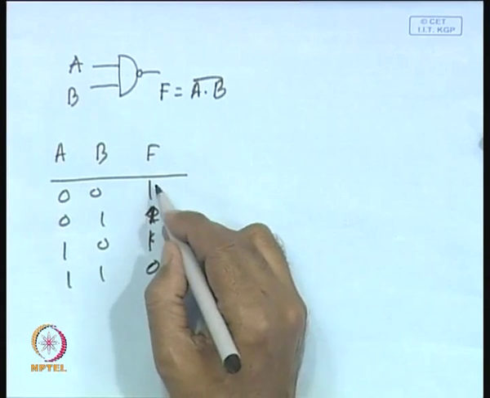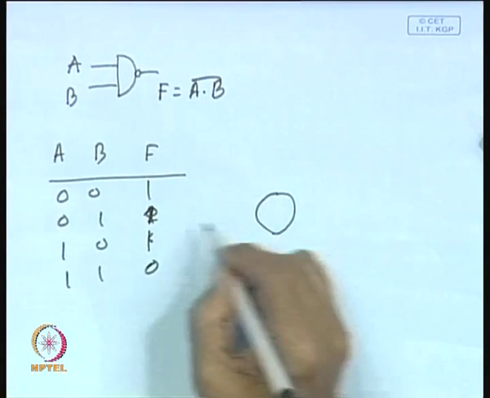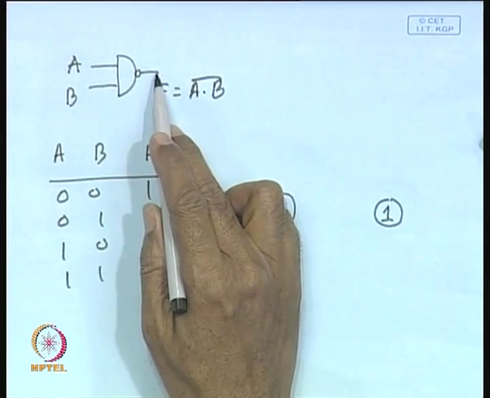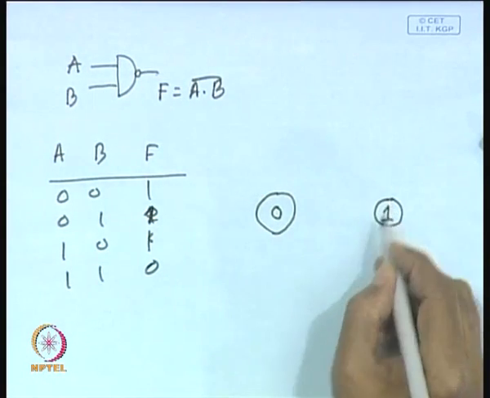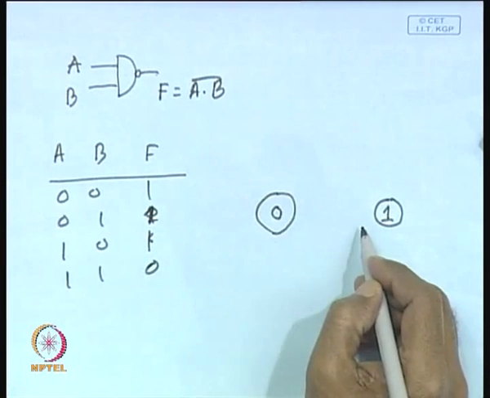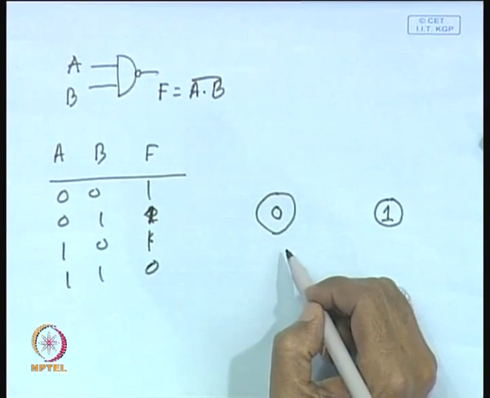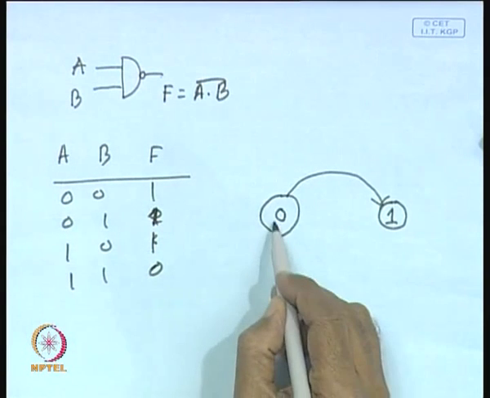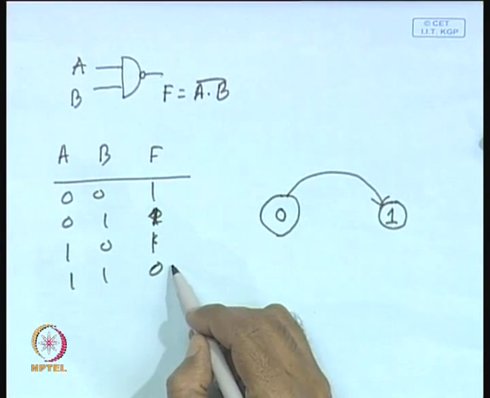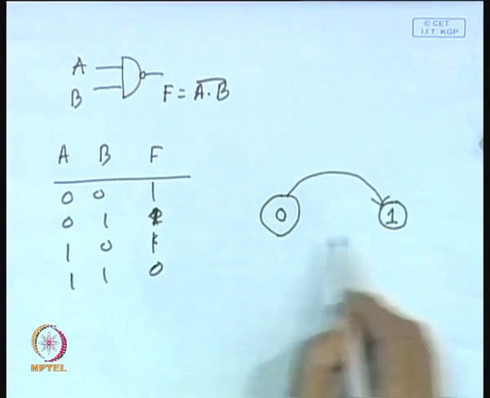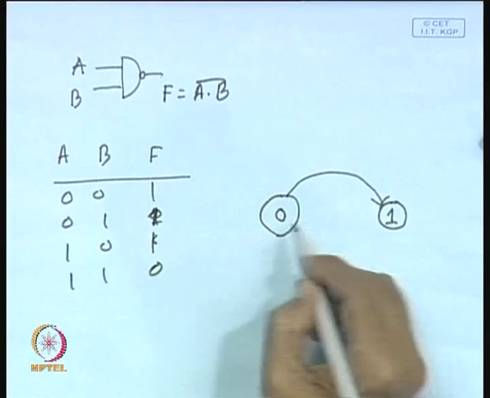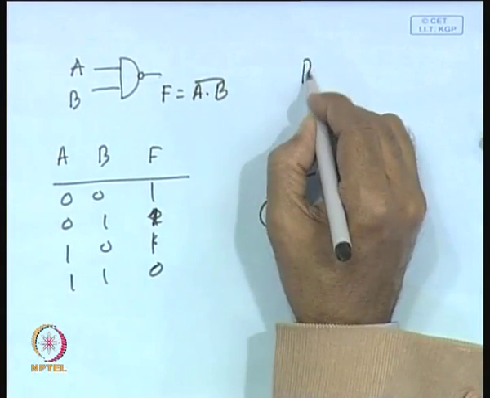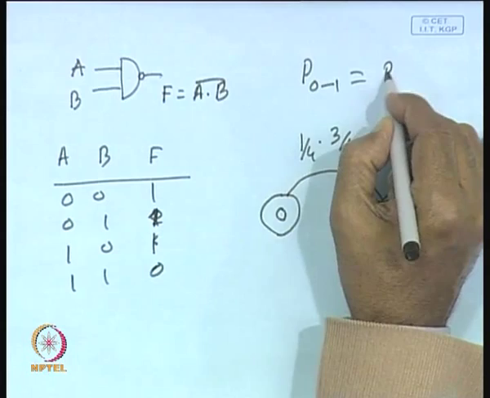So, the output can be, there are two possible outputs, one is 0, another is 1. You may say that this is the output state of this gate. Now, you can essentially draw a state transition diagram, and the edges will show the probability of transitions. So, what is the probability of transition from 0 to 1? From 0 to 1, you see here you have got only one 0, and here you have got three 1s. So, the probability of transition from here to here is 1 by 4 into 3 by 4. That means, as we know, P 0 to 1 is equal to P 0 into P 1.